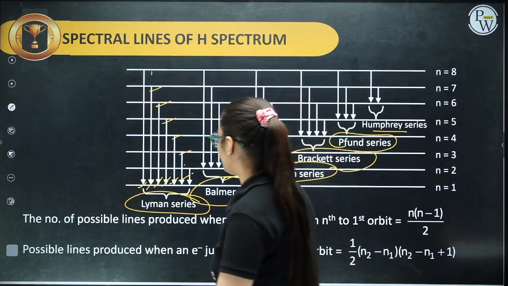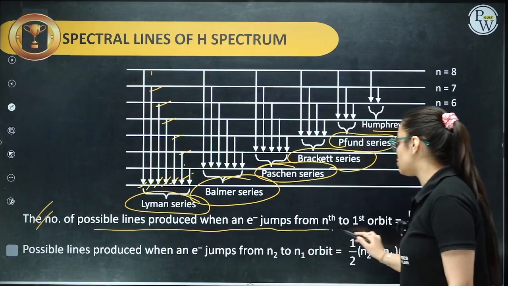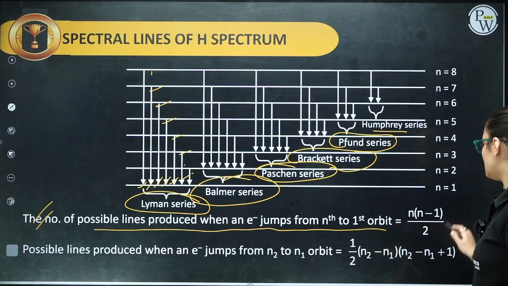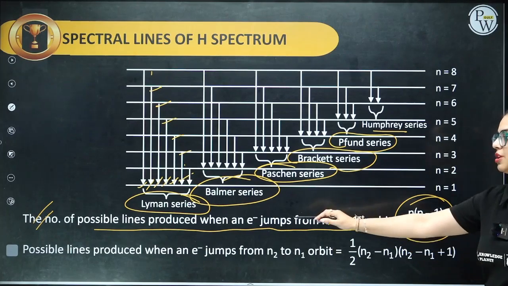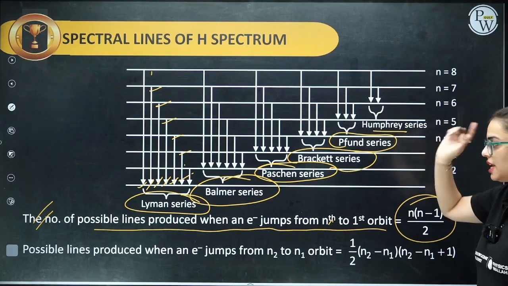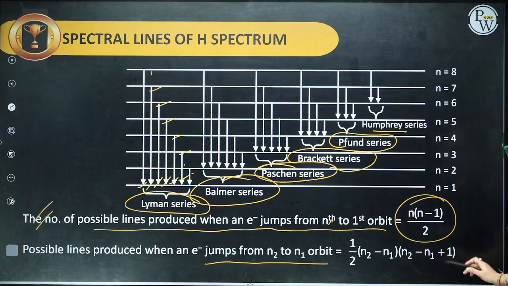Right, students? Now, questions can be asked upon these formulas. The number of possible lines produced when an electron jumps from the nth to the first orbit: this is the formula. The value of the nth orbit you will put over here, and you will get the number of possible lines that are produced. Next, the possible lines produced when an electron jumps from n2 to n1: this is the formula for that case. Everybody write it down.